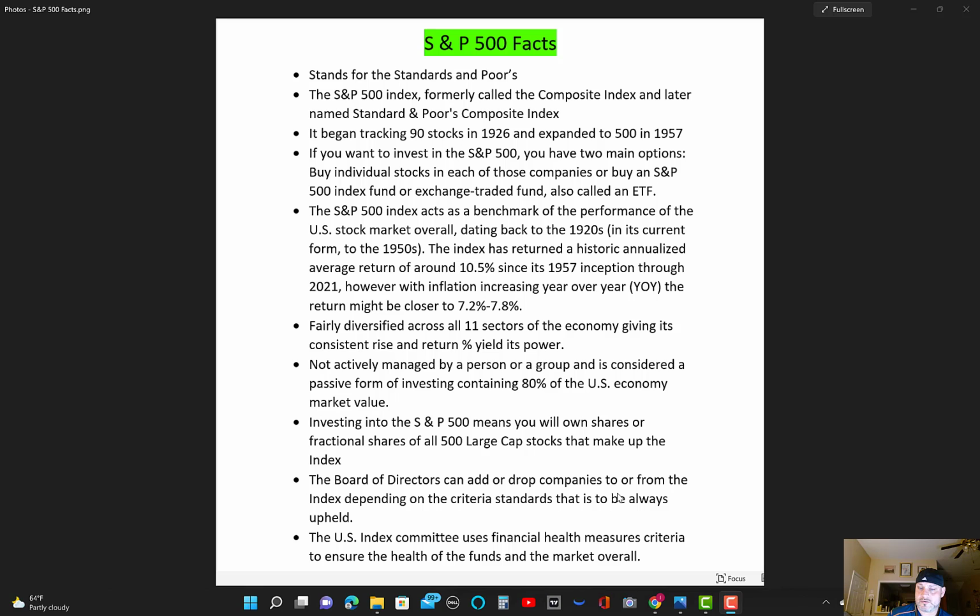The board of directors can add or drop companies to or from the index depending on the criteria and standards that are to be always upheld. The U.S. Index Committee uses financial health measures criteria to ensure the health of funds and the market overall. All right, now with that being said, what we'll do now is we'll discuss some other facts as far as criteria, and some of the best ETFs that you can invest in.